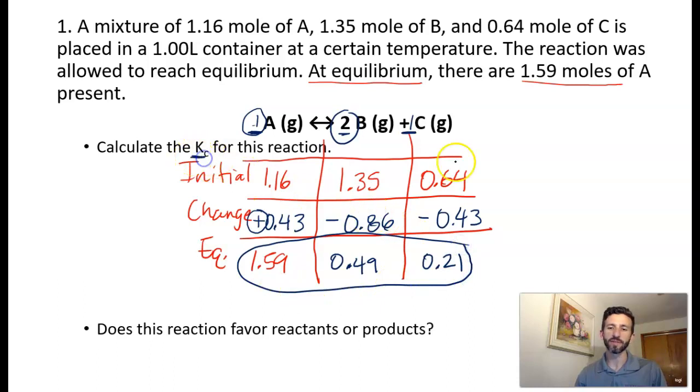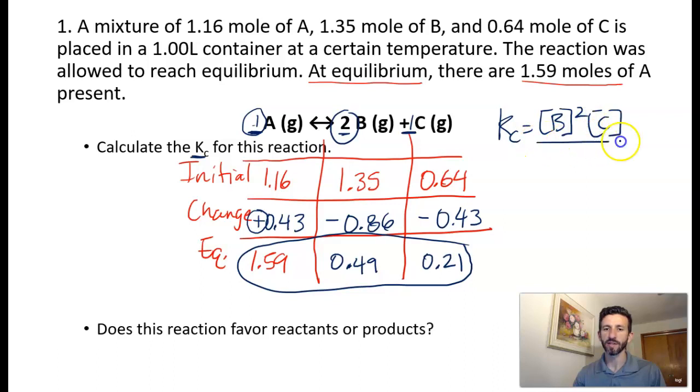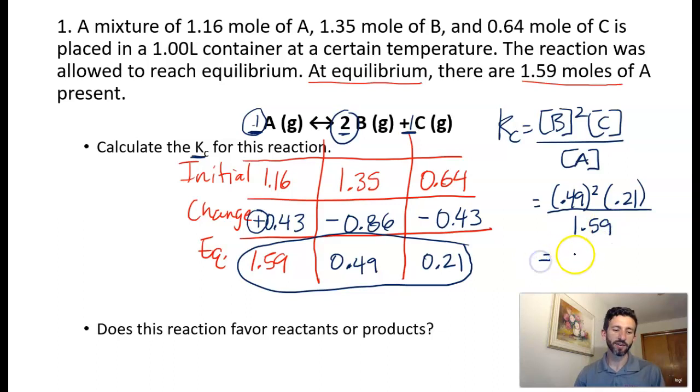Now the Kc for this reaction. First of all, I got to write my equilibrium constant. So I'm going to have my concentration of B squared, my concentration of C, over the concentration of A. Okay, so B squared is going to be 0.49 squared times 0.21 divided by 1.59. When I put that in the calculator, my equilibrium constant is 0.031.